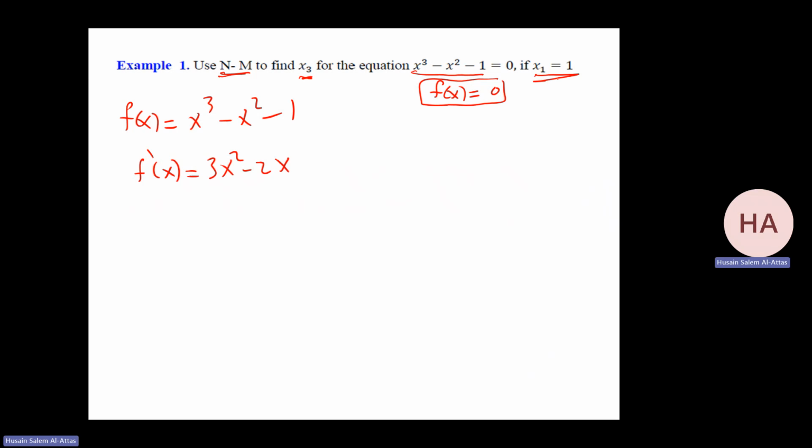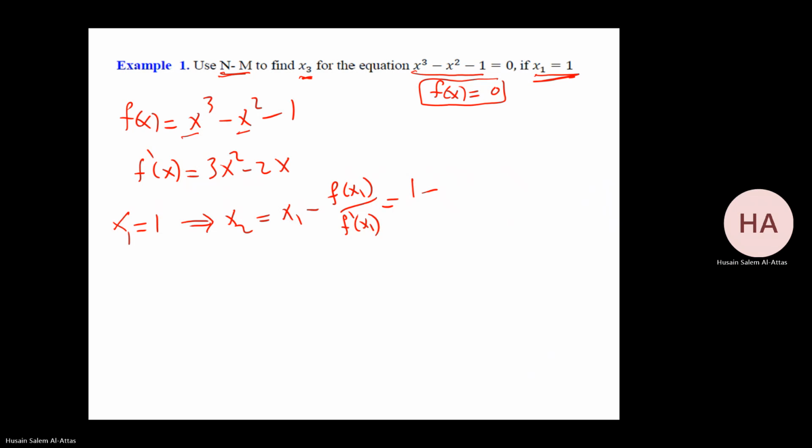Okay, I'm starting with x1 equal 1. So it will be x2. x2 will be x1 minus f of x1 over f prime of x1. What is x1? 1 minus f of x1. Substitute 1 here, that will be 1 minus 1 minus 1, so that is minus 1, over f prime at 1, which is 3 minus 2, that is 1. So I have 2.